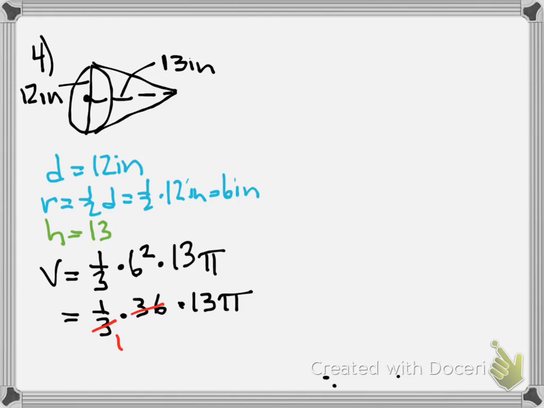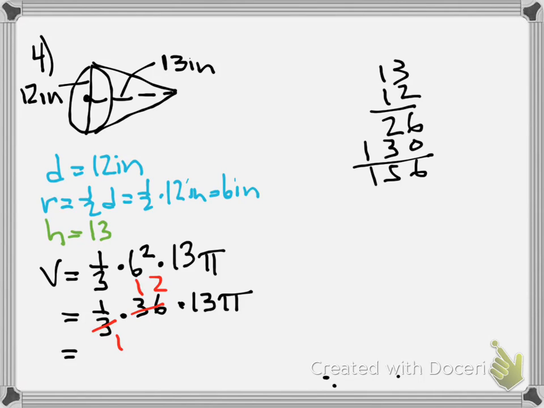How many? 12. So I'm left with 12 times 13. So off to the side, I'm going to just multiply 12 and 13. And we get 156 pi. And now I need to add the label. What label would I get? Cubic inches.